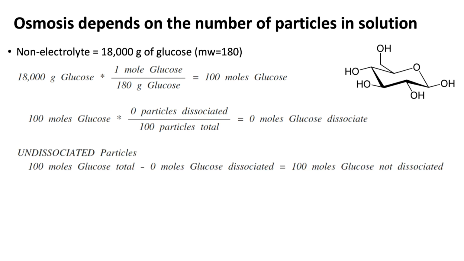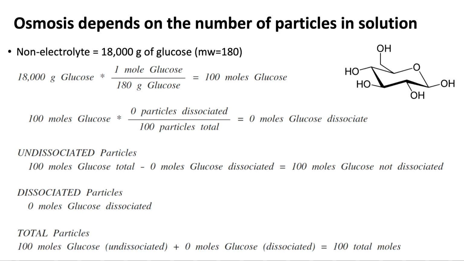All right? So now, let's separate and count how many undissociated particles there are and how many dissociated particles there are. We started with 100 moles of glucose total. From that, let's subtract the number of glucose molecules that dissociated, which we said was 0. Therefore, we have 100 moles of glucose that are not dissociated. Let's count the particles of glucose that did dissociate, which I know you think is silly, but we're going to do the same process through all of these different examples, so bear with me. We said there are 0 moles of glucose dissociated.